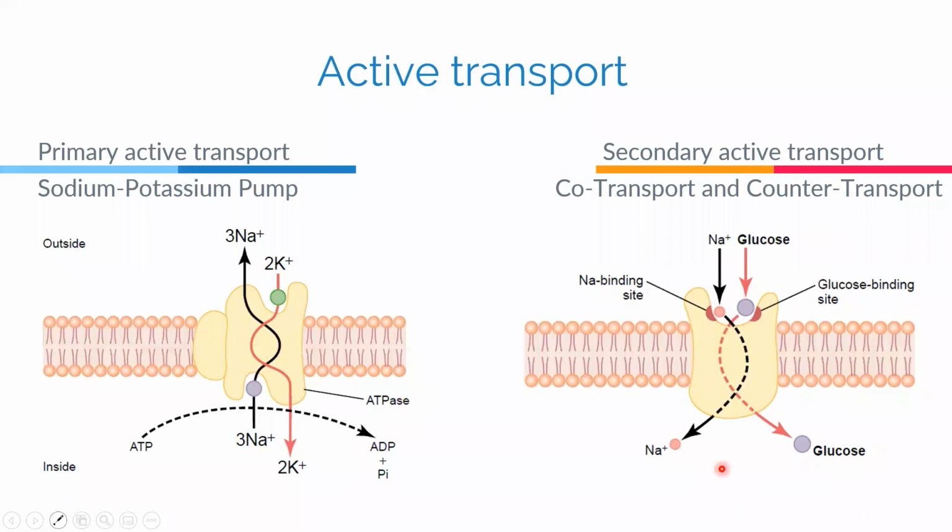There is another form of transport known as counter-transport. Co-transport is also known as symport, and counter-transport is known as antiport. Like the proteins, the co-transport proteins are known as symporters, and counter-transport proteins are known as antiporters.